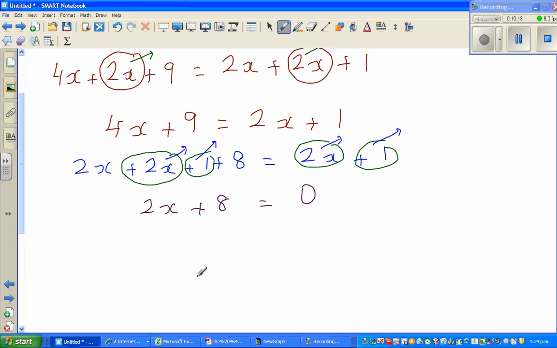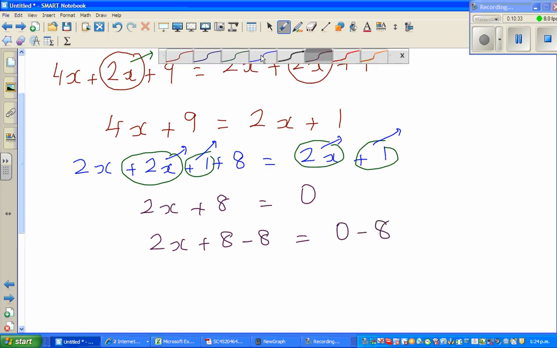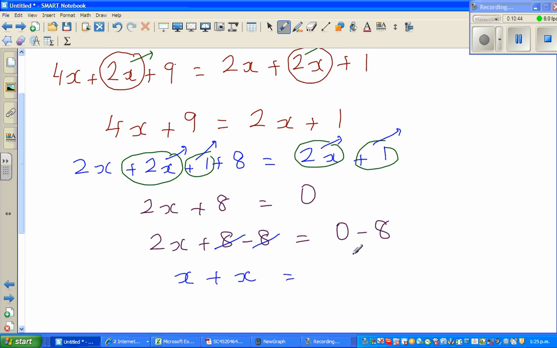Okay. So here, I'm going to show the next step like this. 2x plus 8 minus 8 is equal to 0 minus 8. If you take away 8 from this side, you have to take away 8 from the other side. So what will happen now? This plus 8 and minus 8 get cancelled. So this is 2x. You can say this is x plus x. This is negative 8.